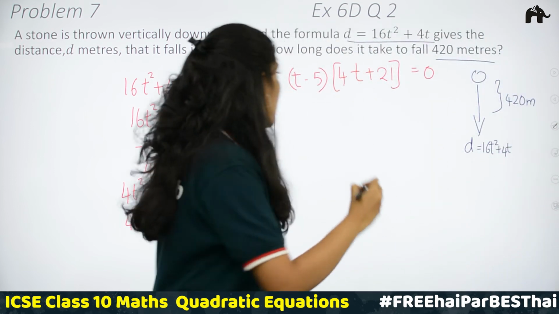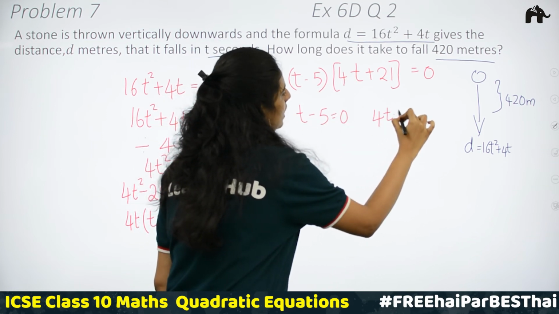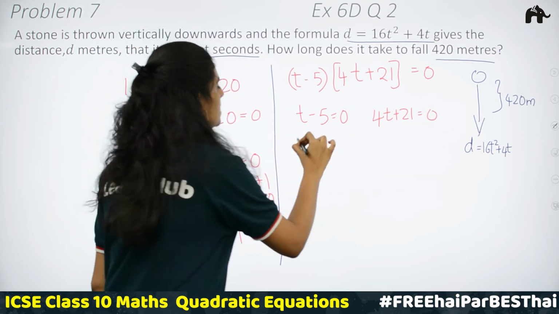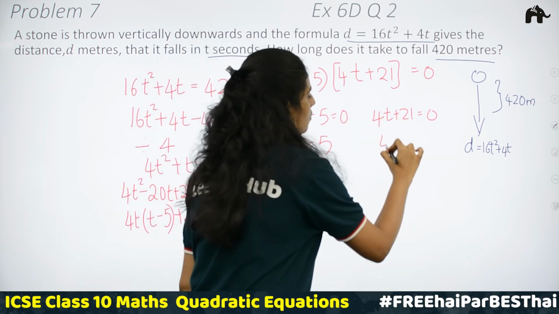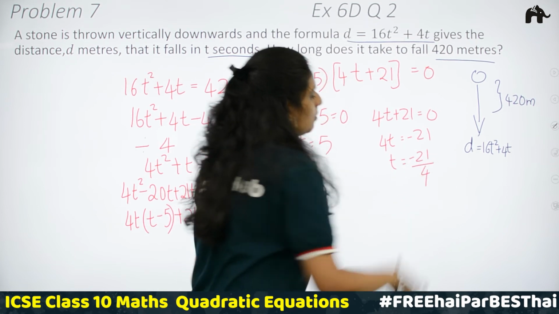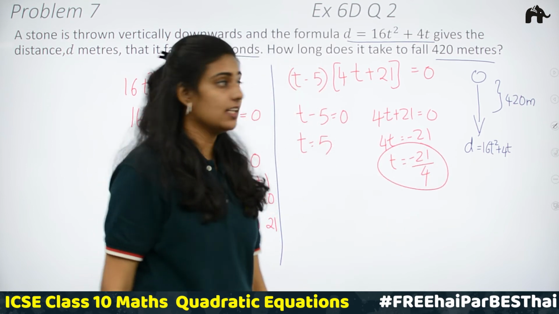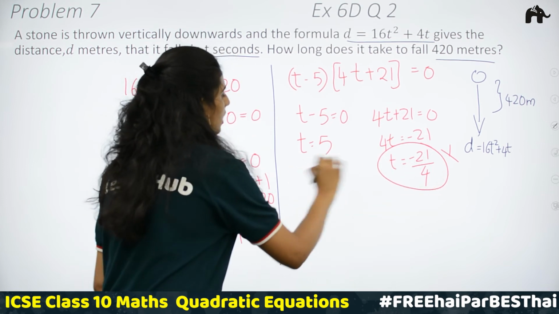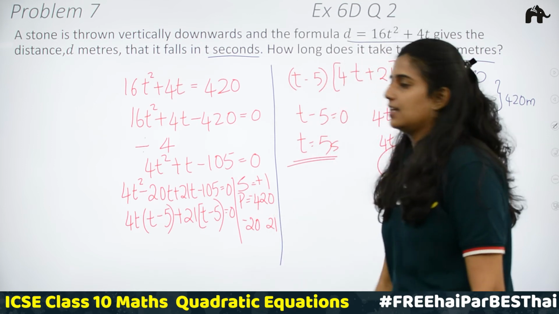That is either t minus 5 is equal to 0 or 4t plus 21 is equal to 0. T minus 5 is equal to 0 means t is equal to 5. 4t plus 21 is equal to 0, then 4t is equal to minus 21 and t is equal to minus 21 divided by 4, which is a negative number. What is t? T is the time in seconds. Time cannot be negative. So this value is rejected. The possible value of time taken is 5 seconds. T is equal to 5 seconds.